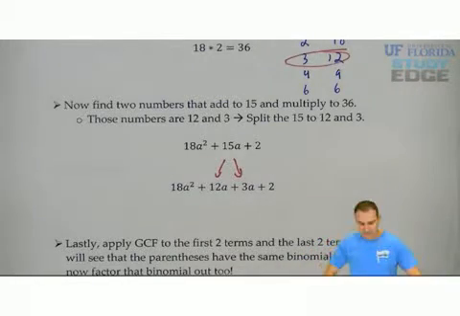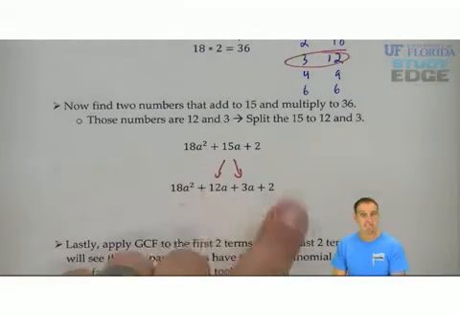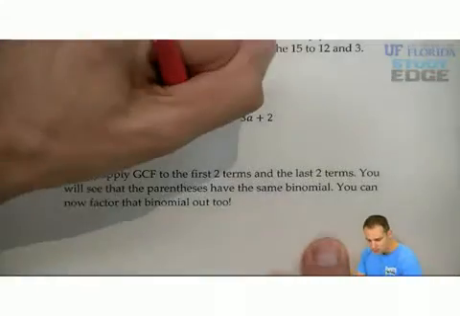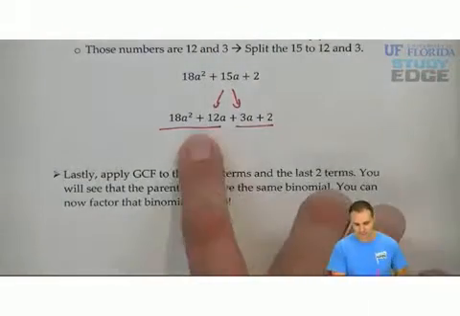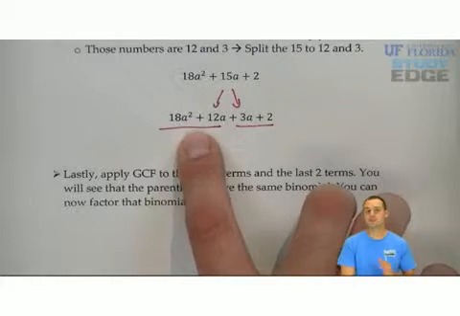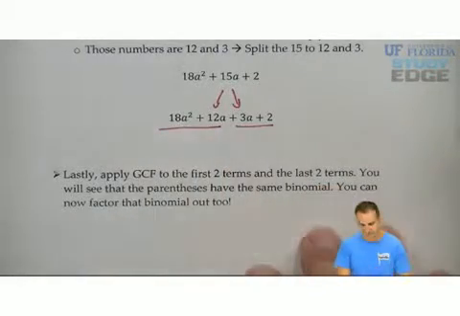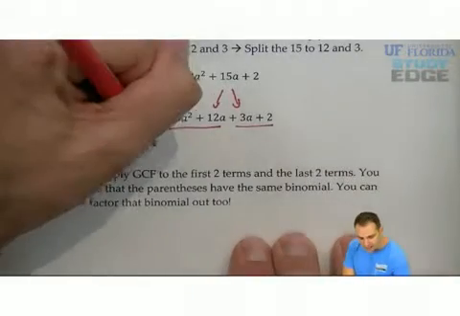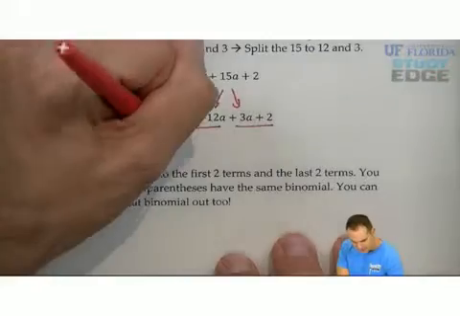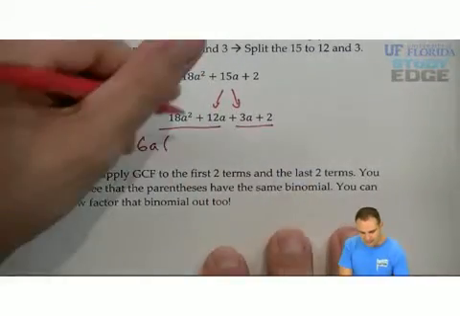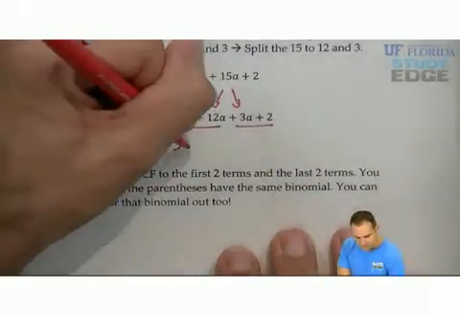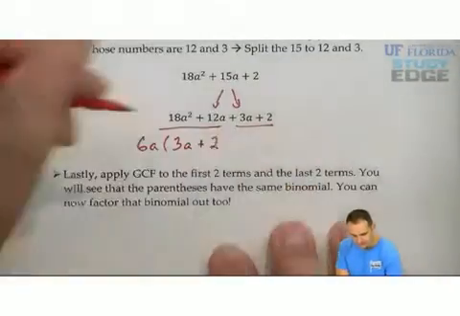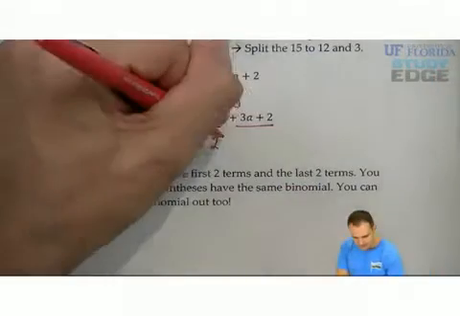Lastly, now that we split up our trinomial's 3 terms into 4 terms, we're going to apply GCF, greatest common factor, to the first 2 terms and the last 2 terms. What's in common with the first 2 terms? 18 and 12 are both divisible by 6. They have a common factor of 6, and they have a common factor of a. That'll leave me with 18 divided by 6 is 3, take out an a, we're left with an a. Plus 12 divided by 6 is 2, and I have factored out the a.